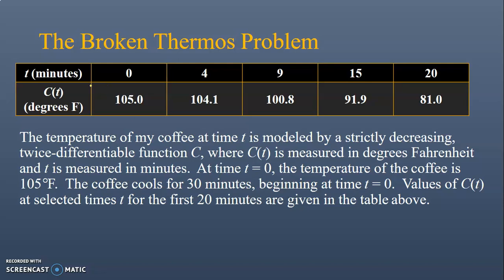So basically, we've got a table that models time and the temperature of our coffee as c. Twice differentiable is not telling you that this is the second derivative. That just means that this function could be differentiated twice. You could take the first derivative and the second derivative. That's a common adjective that you'll see on the AP exam. It just means you can take the derivative twice.